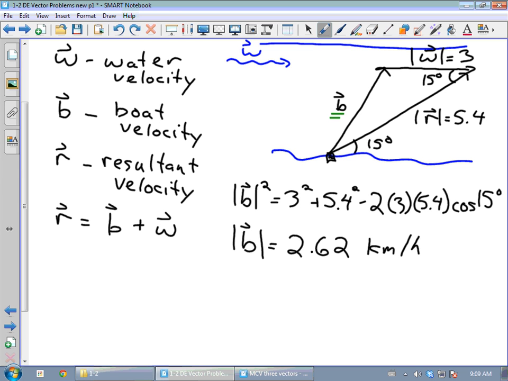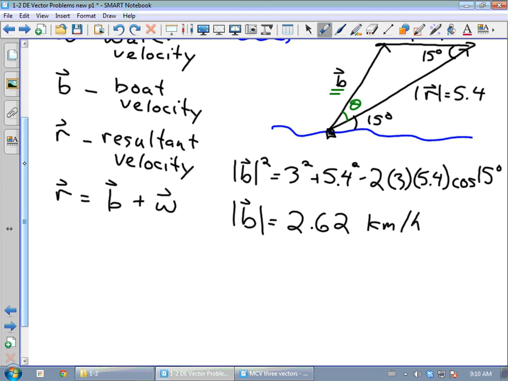For our direction, we always want to find an angle that is close to the tail of our vector. So we're looking for vector b here. Our tail is down here. So we want to find that angle in there. It's got to be an angle inside the triangle. It's got to be close to the tail of our vector. So how can we find angle theta here?